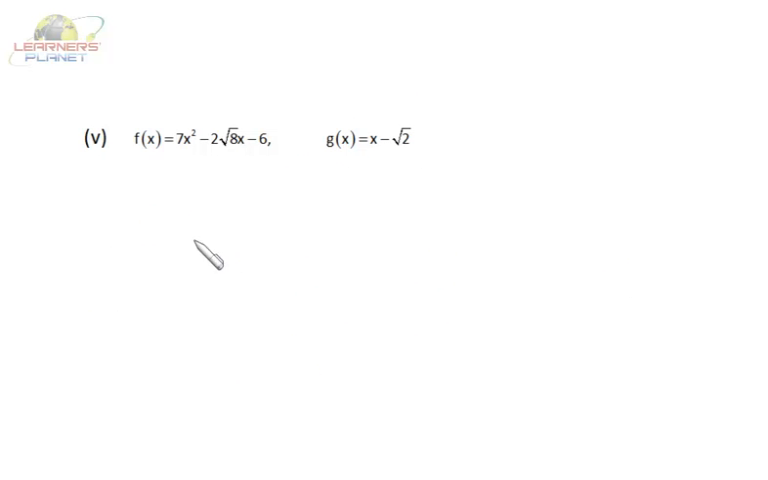Now see this question. Quite similar to the previous ones. We just have to put the value of x as root 2 to find out whether x minus root 2 is a factor of 7x square minus 2 root x minus 6 or not. So x minus root 2 is 0. That means x is equal to root 2. Now we have to calculate f of root 2. So just put the value of x as root 2.